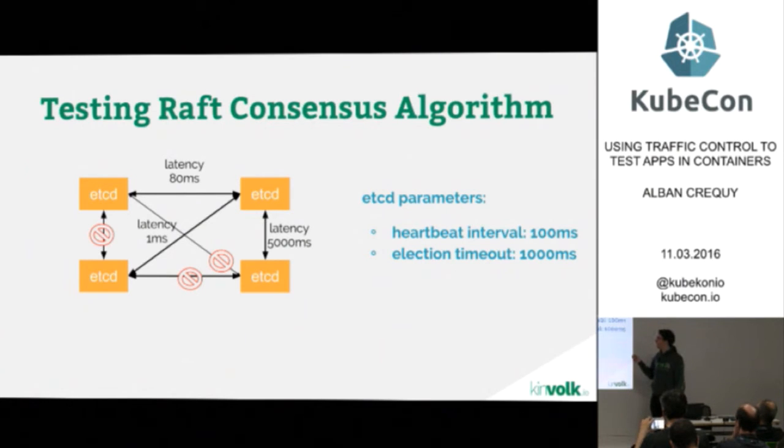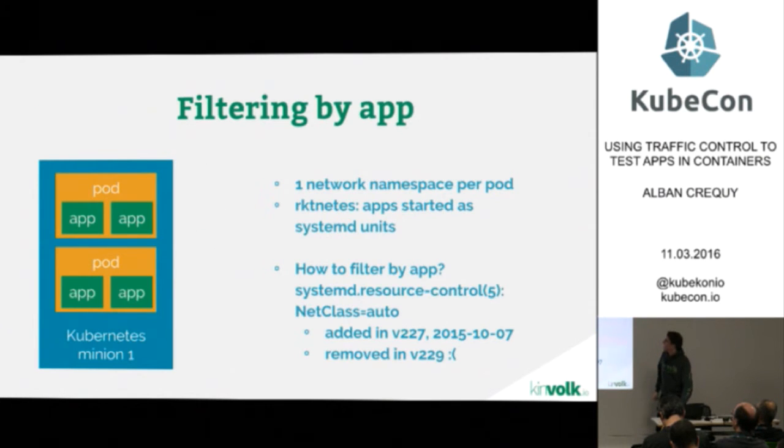If I want to test how an etcd cluster behaves with some specific asymmetric conditions, like for example with this node, the connectivity between this and this is quite high, it's 5 seconds, and it's quite higher than the election timeout. So what happens in this condition? I would expect that this node gets excluded, but I've not tested it, so I don't know. Another thing I would like to have is to filter by application.